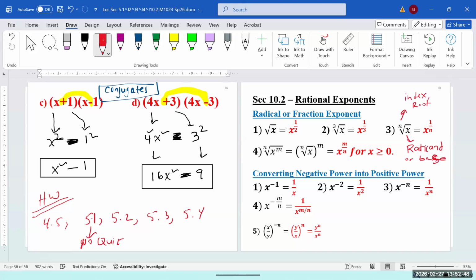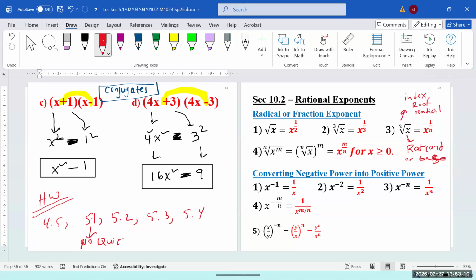We call them base when you write them as exponents, and we call them radicand if you write using a radical sign. The radical symbol has 3 names: the index, root, or radical. The number is the index, this is the root or radical, and the inside we have the radicand.